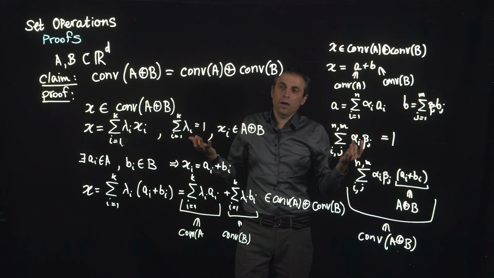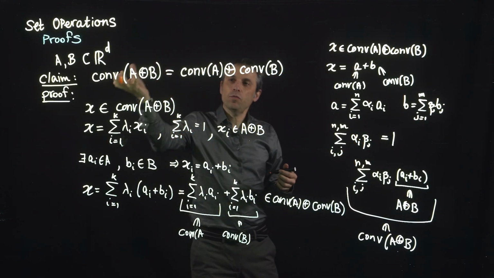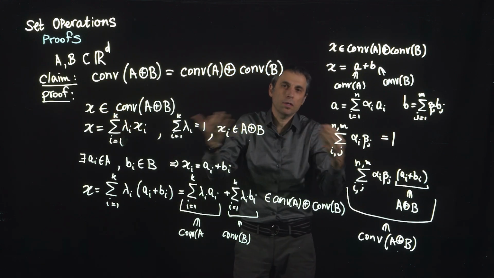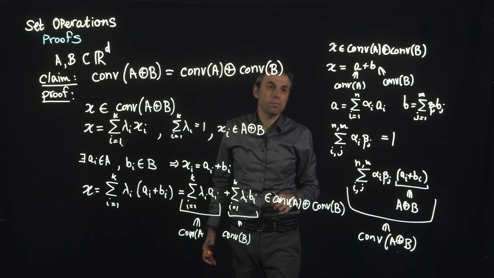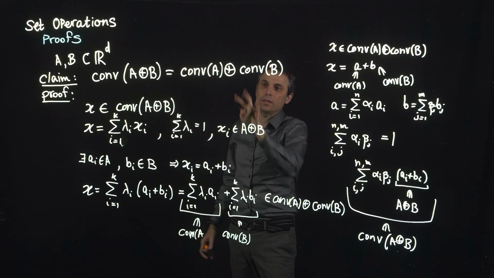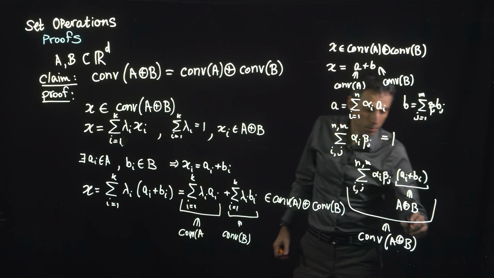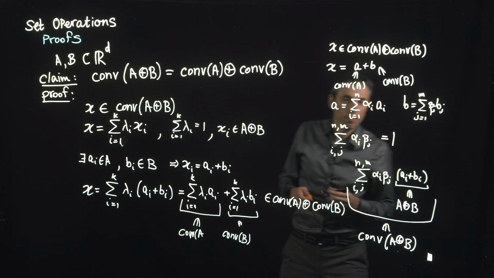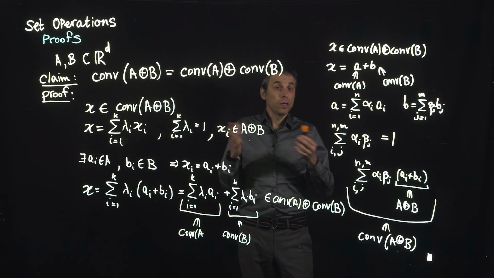So this set is included in the left one. This concludes the proof, because the left one is included in the right one, which is included in the left one, meaning these two sets are the same. That's why these operations are exchangeable. So this, as we say, concludes the proof. Thank you for watching.